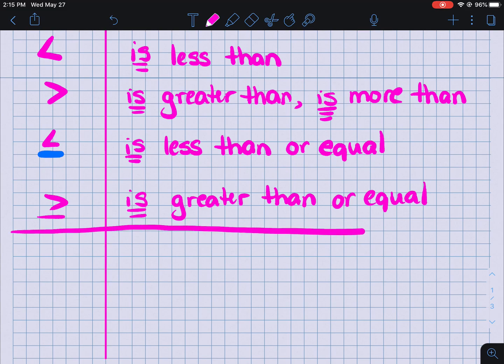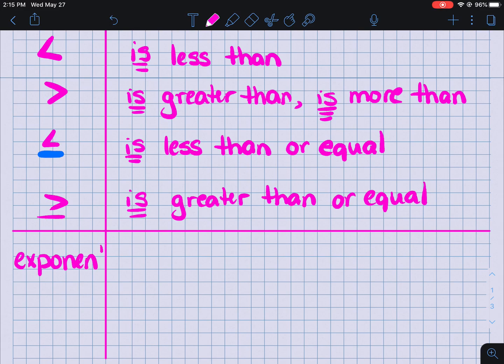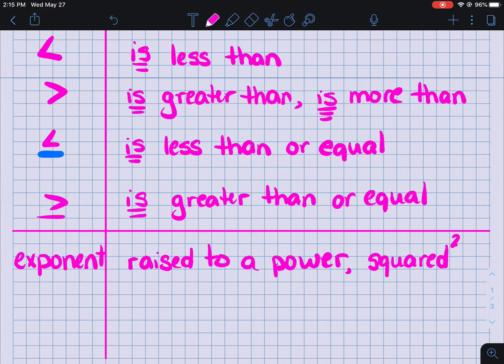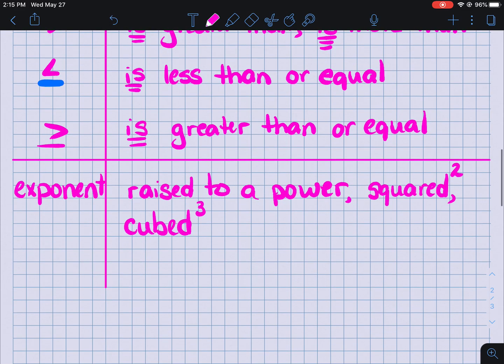Okay, and then there's a couple more I just want to add, and then we'll be done. Exponent. We're going to use a lot of exponents this year. We can call it an exponent. It can also be called raised to a power. We can also talk about squared. Remember, squared means we're raising it to the second power. So I'm going to put a little 2 up there, okay? I can also say cubed. And they're the most common words you're going to hear when we're talking about exponents. I spelled that right. Yep.